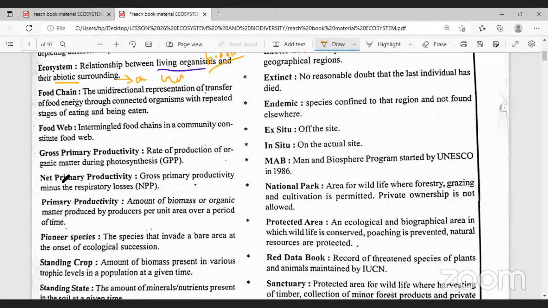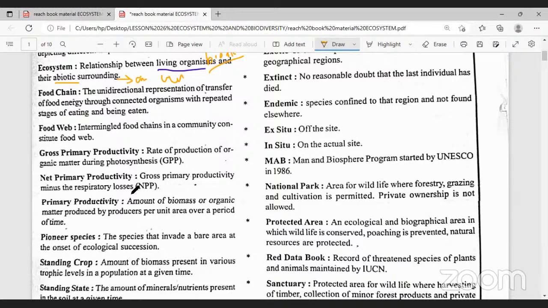And the next one is called net primary productivity. It is also very, very important. Gross primary productivity minus the respiratory losses. What is the meaning of this? When you are taking food, what happens? It undergoes a degradation process, isn't it? Due to the respiration process, if you put your finger in front of the nose, heat is eliminated, isn't it? Why? Because metabolism also occurs inside. During metabolism, heat energy is also liberated, isn't it?